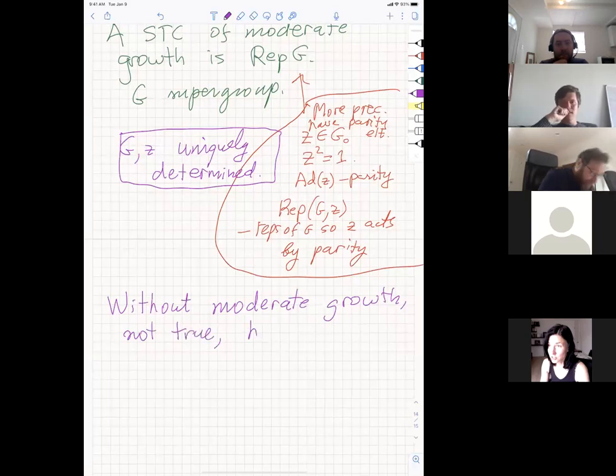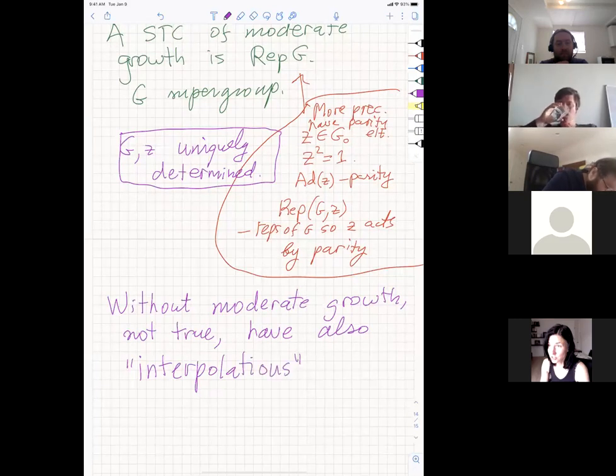And what we have, well, it's not known, classification is not known, but in particular, what is known is that there are interpolations of Rep G. And these are exactly what these Deligne categories are. And so let me describe what they are.